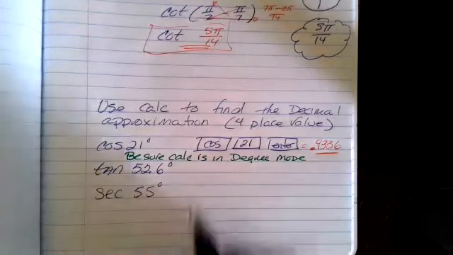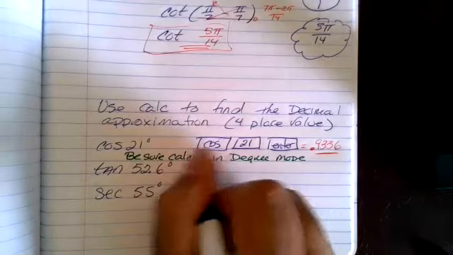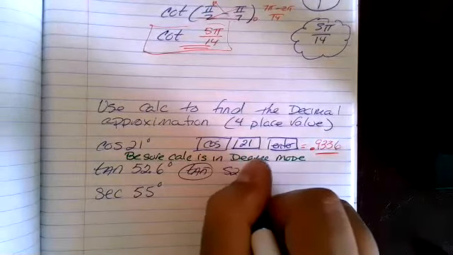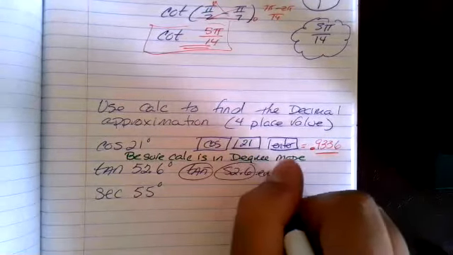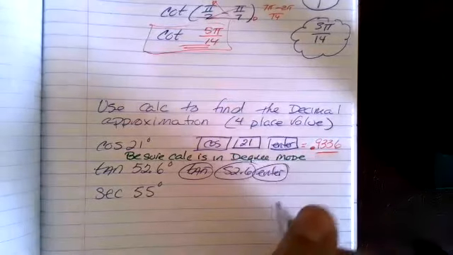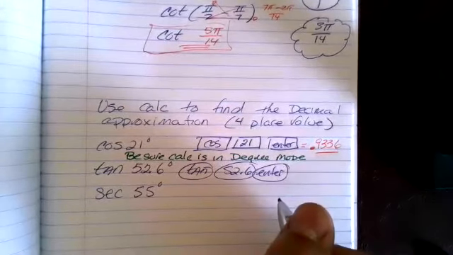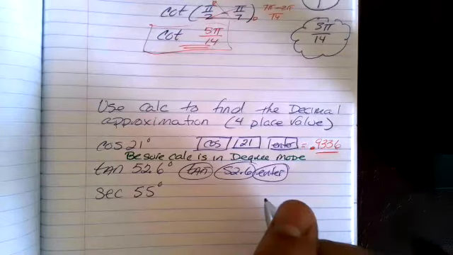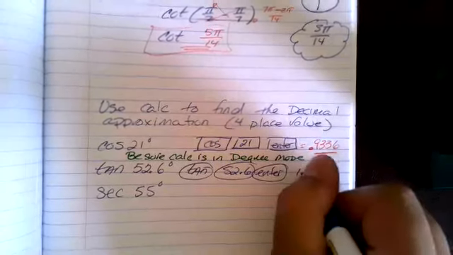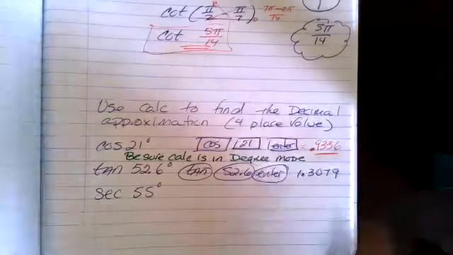So similarly, here we're going to do tan 52.6, enter. Pretty easy stuff. So we're going to get 1.3079.